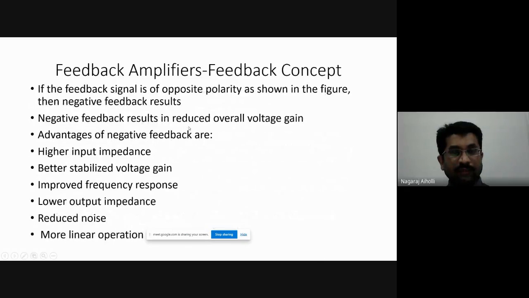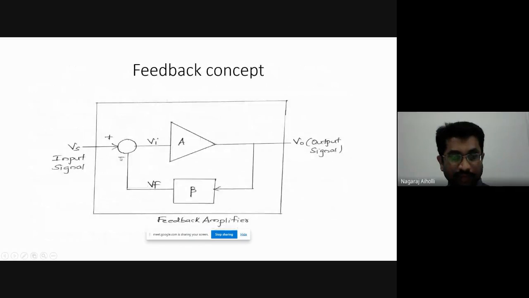Negative feedback is applied from the feedback network, from the feedback circuit, which may consist of resistors and capacitors. The output of the feedback network results in Vs minus Vf. As it is a subtraction operation, naturally Vi will become less. When Vi becomes less, the output voltage V0 becomes less. The gain V0 by Vi becomes less.